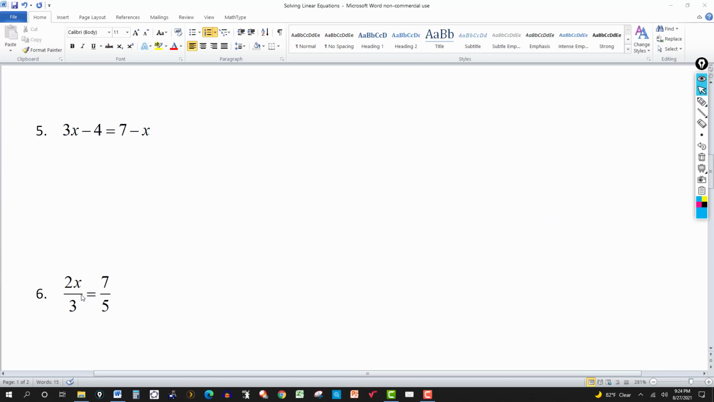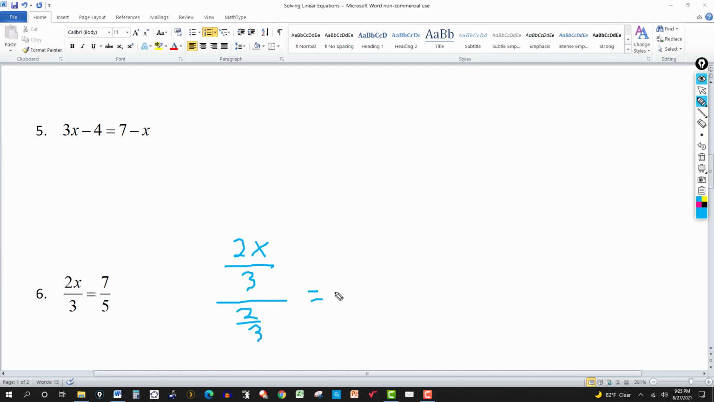Look at the next one. 2x over 3 is equal to 7 over 5. We could divide both sides by the coefficient. There's 2/3 and 2/3. Okay, so we could do it this way. We could say 2x over 3. The coefficient is 2/3. So if I want to cancel it, I divide by 2/3. That's one way to do it.